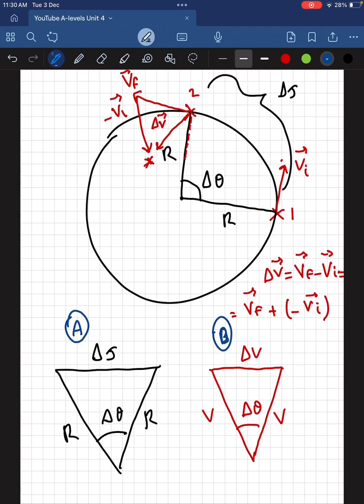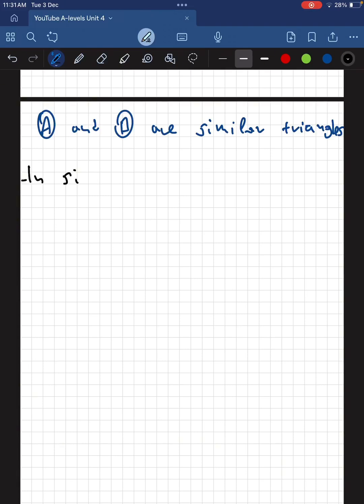Notice that these two triangles are similar. Why? Because delta theta is the same in both. Therefore, these angles are equal in the two triangles, so they have all angles equal to each other. Okay? So A and B are similar triangles. In similar triangles, the sides are proportional to each other.